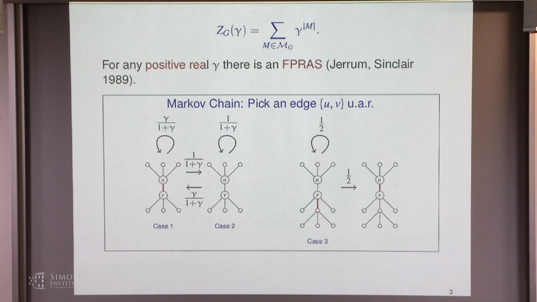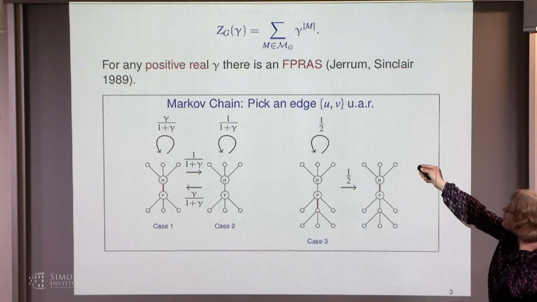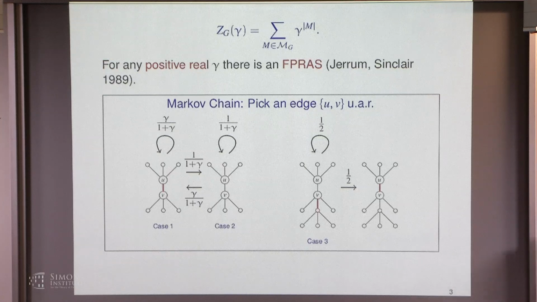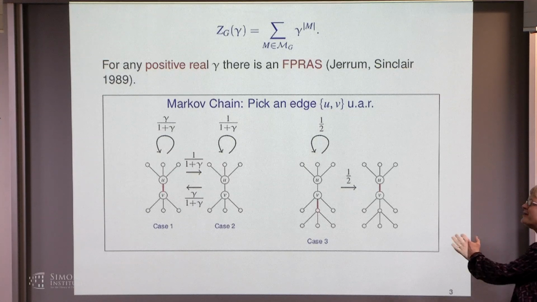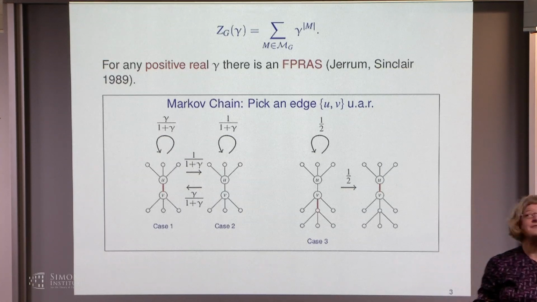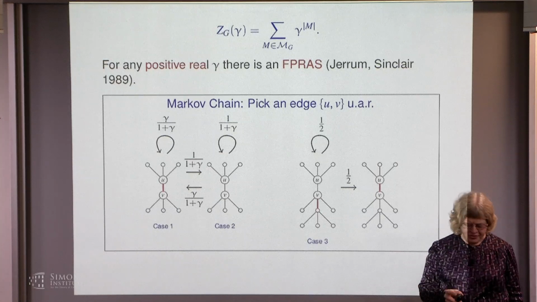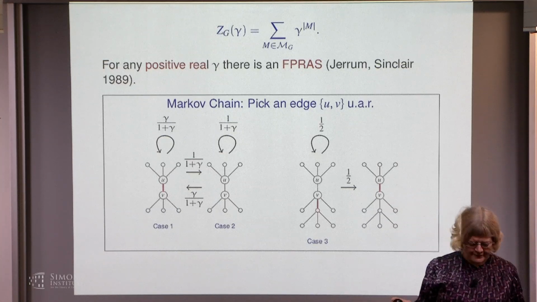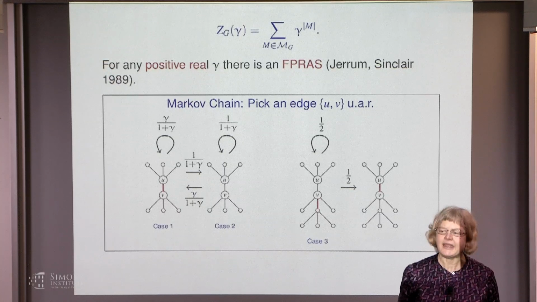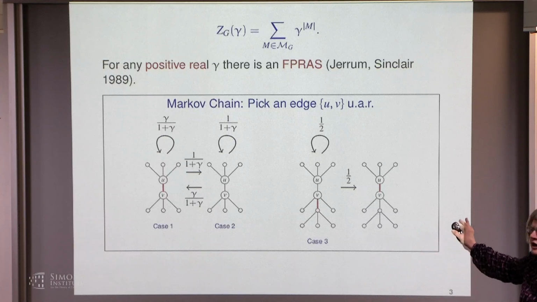And actually, there's really early work about this. Going back to the end of the 80s, Jerrum and Sinclair gave an algorithm for the case where gamma is a positive real number. And they gave a fully polynomial randomized approximation scheme. And it took me so long to draw this picture that I'm going to tell you briefly what their algorithm is. But actually, the reason for showing it to you is that their algorithm has an interesting property that it works for all graphs. So there's no bound on the degree. And that's the last algorithm that I'm going to talk about that has this property.